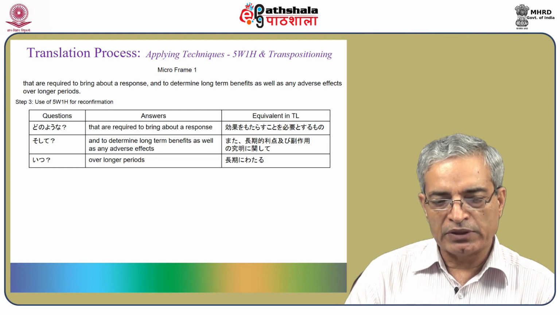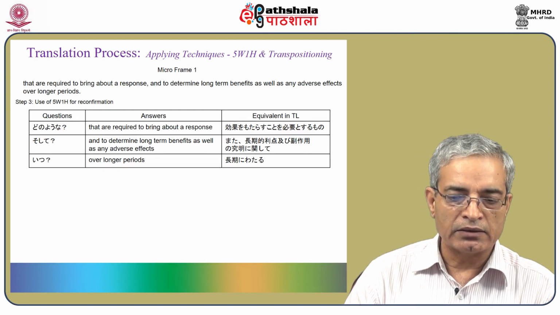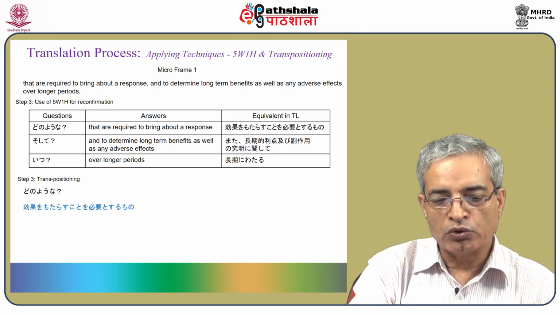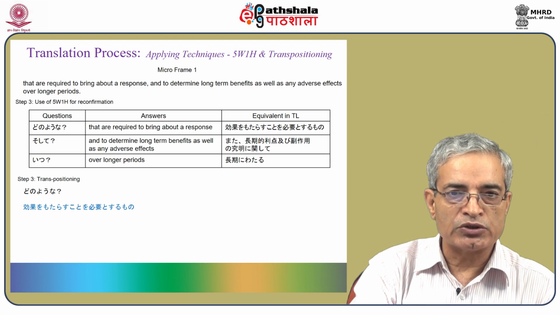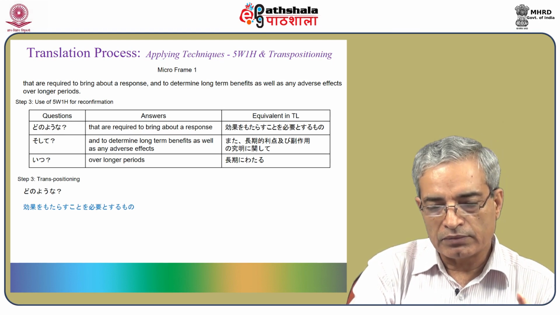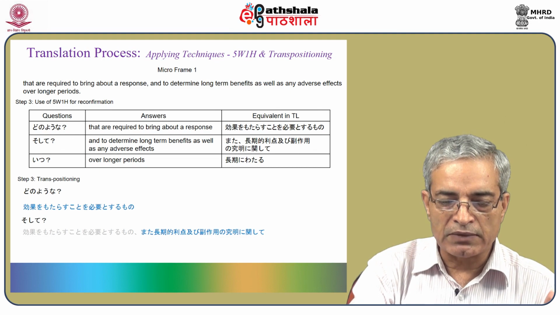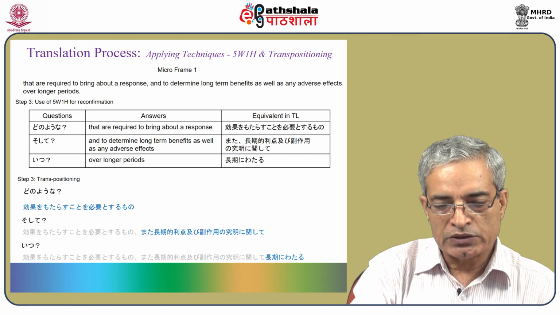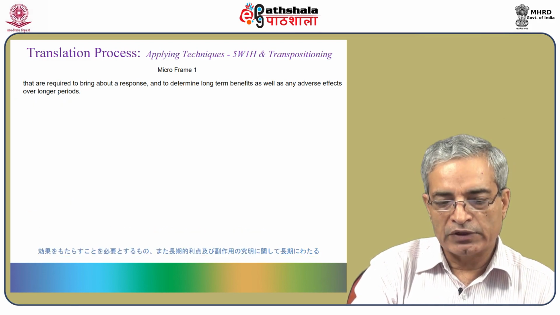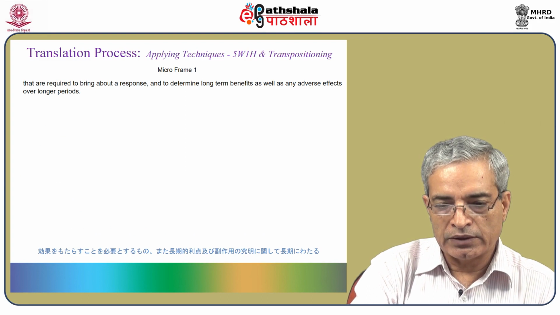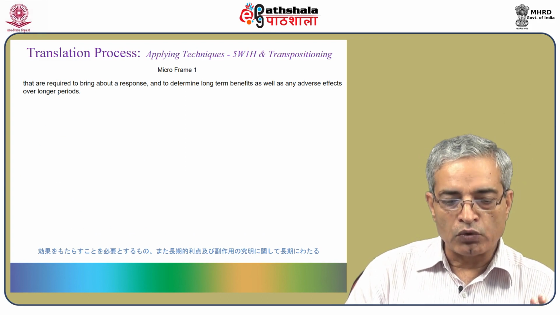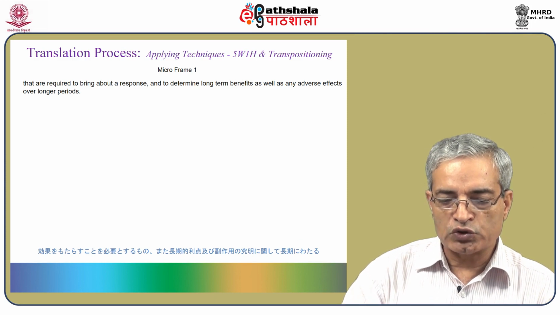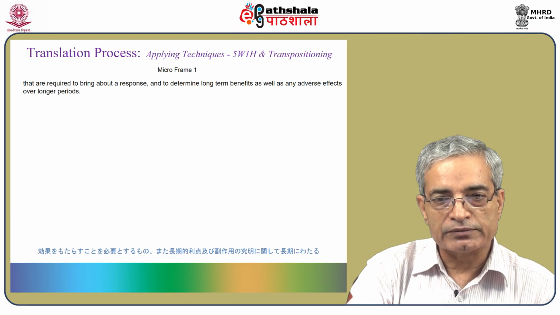When or over what period? So itsu, over longer period, and the equivalent is choki ni wataru. Now transpositioning: dono yona koka o motorasu koto hitsuyo suru mono. Soshite anything else, and the answer is mata choki teki riten oyobi fukusayo no kyume ni kanjite. Itsu, choki ni wataru. And we get the complete sentence here at the bottom: koka o motorasu koto hitsuyo suru mono mata choki teki riten oyobi fukusayo no kyume ni kanjite choki ni wataru.